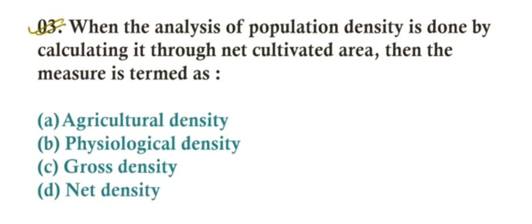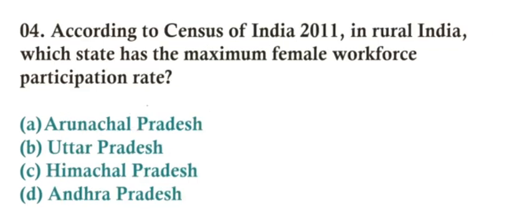Question number 3. When the analysis of population density is done by calculating it through net cultivated area, then the measure is termed as? Option number B is the correct answer, physiological density. Question number 4. According to the Census of India 2011, in rural India, which state has the maximum female workforce participation rate? Option number C is the correct answer, Himachal Pradesh.